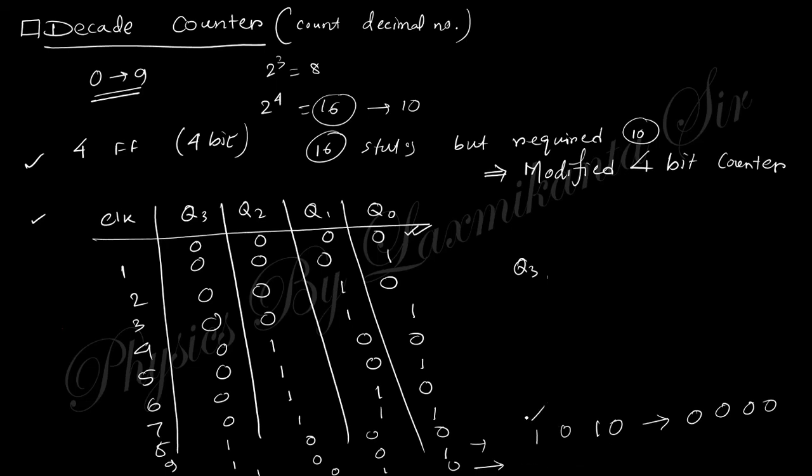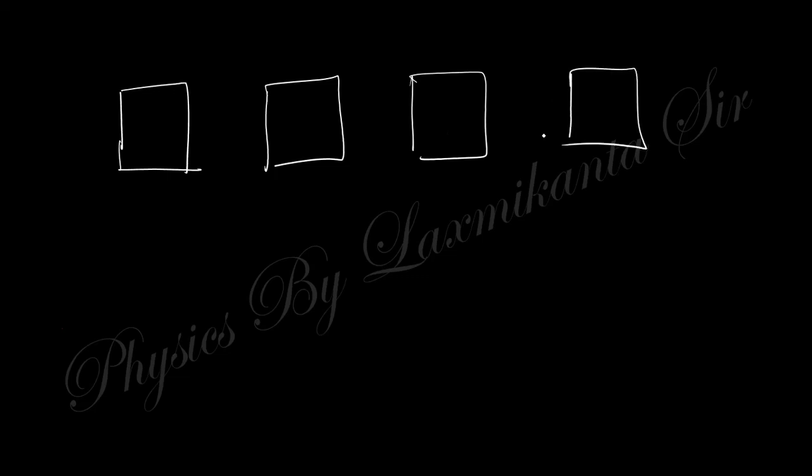That means these two need to be cleared. So Q3 and Q1, this is Q1 and this is Q3. These two are ANDed and then cleared with clear. So this is the actual modification. So just taking a diagram, this is the 4 flip-flops: flip-flop 3, flip-flop 2, flip-flop 1, flip-flop 0.